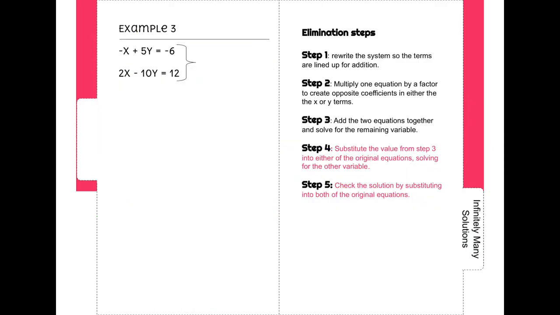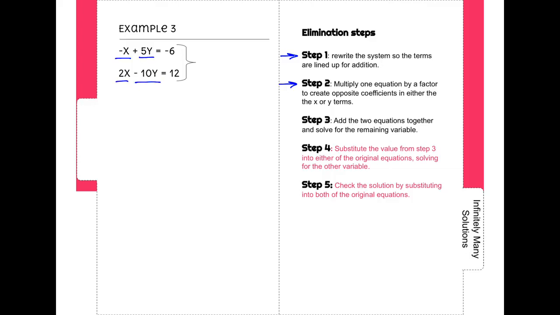In example number 3, we're going to solve algebraically using elimination, starting with step 1. Rewrite the system so the terms are lined up for addition. Once again, everything's been lined up for me, so step 1 is accomplished. Step 2, multiply one equation by a factor in order to create opposite coefficients in either the x or y terms. But in this case, it's not already done. I have a negative x and a 2x and a positive 5y and a negative 10y.